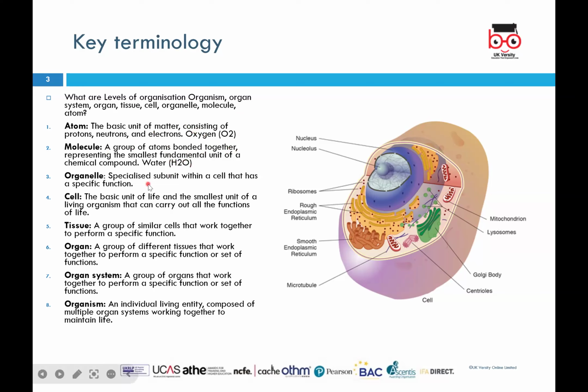And what's an organelle? It's a specialized subunit within a cell. So within this cell, you will have organelles. Okay, so these are organelles. All these inside this cell are organelles. They are subunits within a cell that has a special function. So these organelles have special functions, okay? Whatever names you're seeing here. What is a cell? It's the basic unit of life, and it's the smallest unit of a living organism, and it carries out all functions of life.